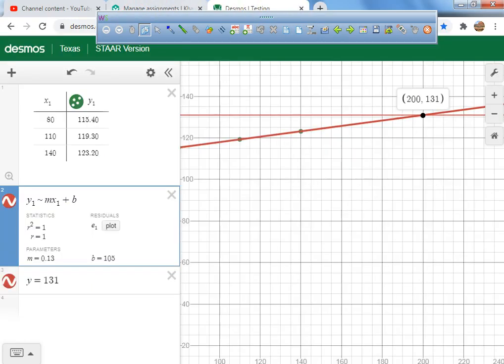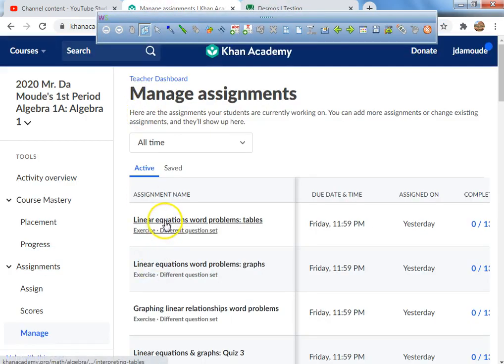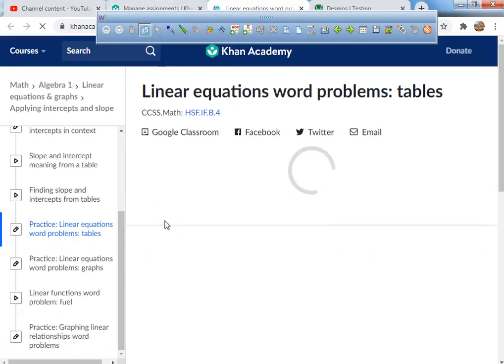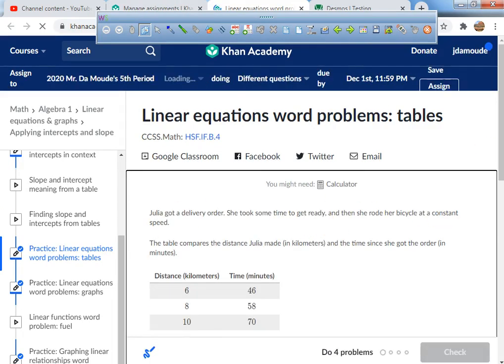All right. I only did a couple of problems, but I'm going to go ahead and do a couple more. All right, let's take a look at this one.